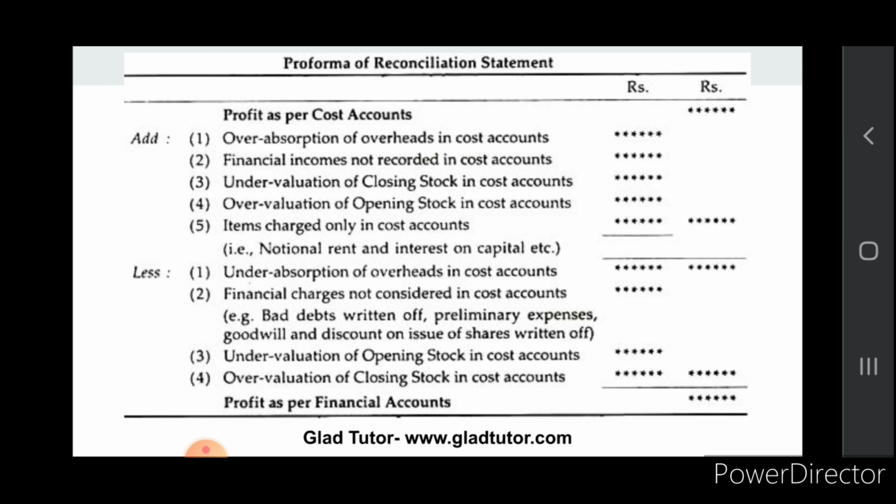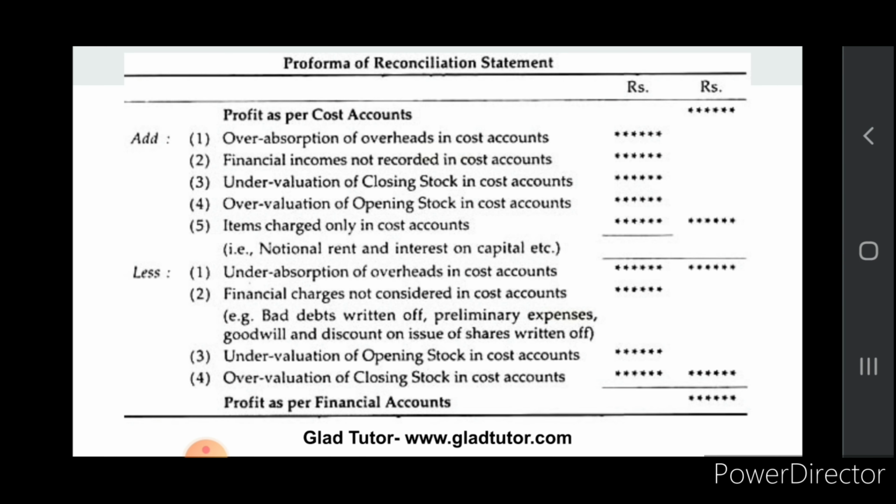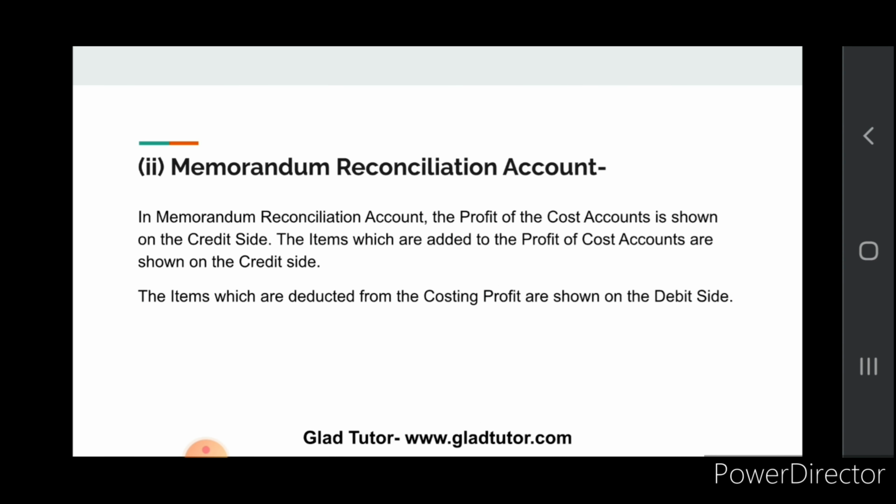After doing addition and deduction, we will get our profit as per financial account. So we have talked about the reconciliation statement and its proforma. Now come to the memorandum reconciliation statement.